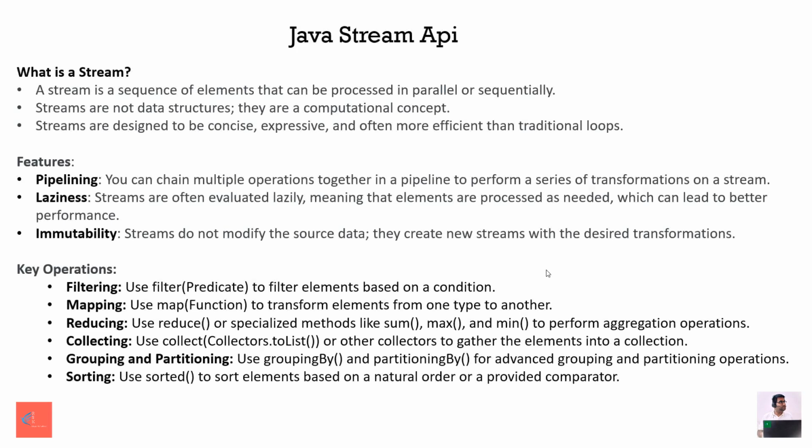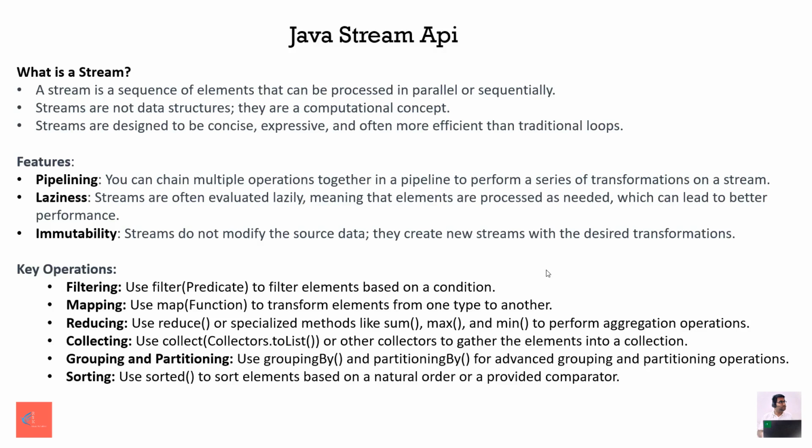So the most important topic is Stream API. Java 8 has introduced Stream API. So what is a stream? A stream is a sequence of elements that can be processed in parallel or sequentially. Remember, Java provides support for parallel as well as sequential streams. Streams are not data structures. Listen very carefully: streams are not data structures, they are just a computational concept. Streams are designed to be concise, expressive, and often more efficient than traditional loops.